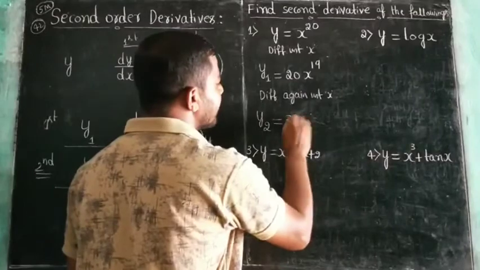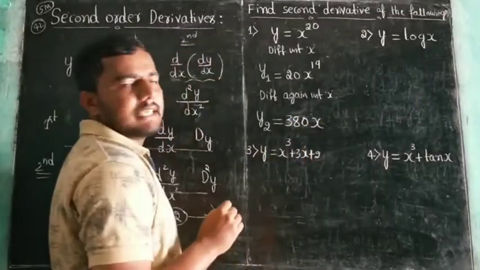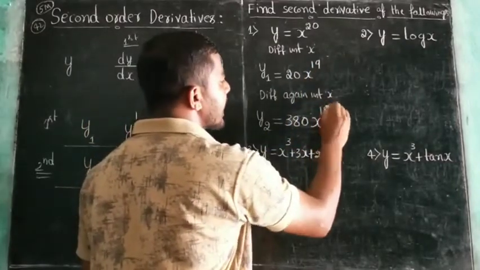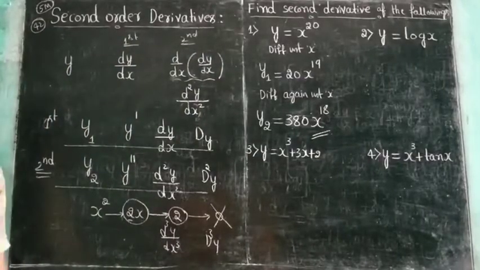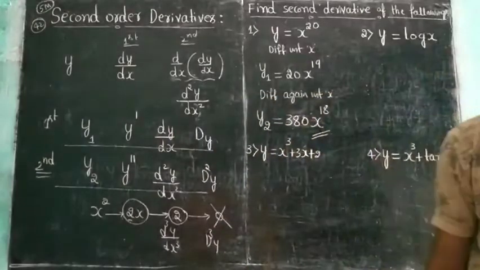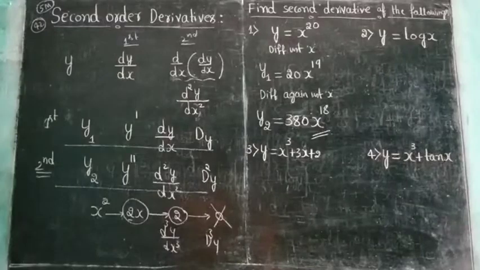So 380 x to the power of n minus 1. n is 19, 19 minus 1 is 18. This is the second derivative. And then the same way, the problem number second one, y is equal to log x.